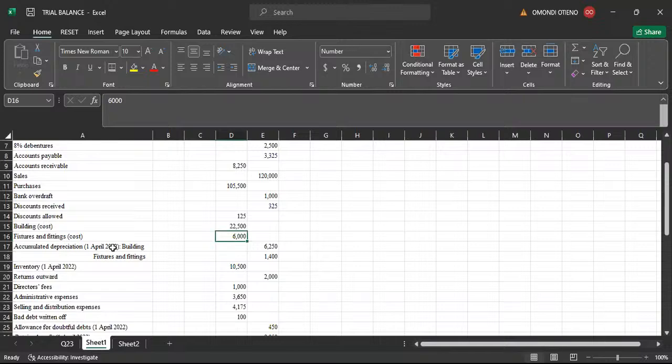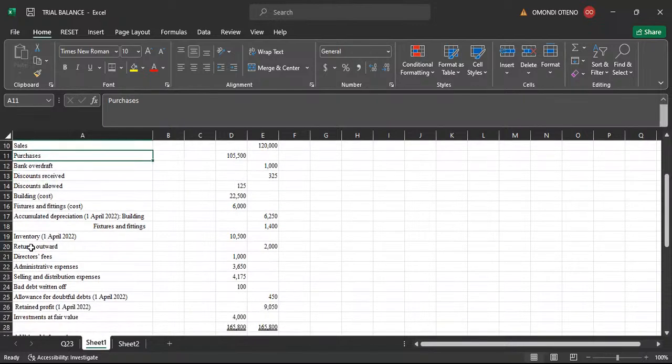Accumulated depreciation, the reduction in value of the non-current assets due to wear and tear or due to usage. And the next item down here, we have inventory at the beginning of the year. And then if you're given inventory at the beginning of the year, you're able to see we now have purchases. So what are we going to do? We are going to calculate the cost of goods sold by ourselves. They have not given us that. We have to calculate it on our own.